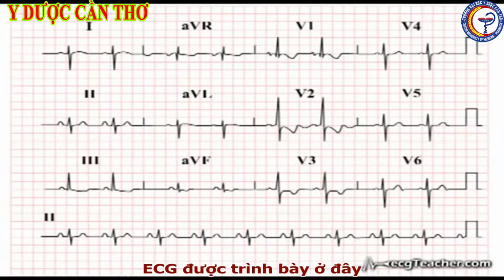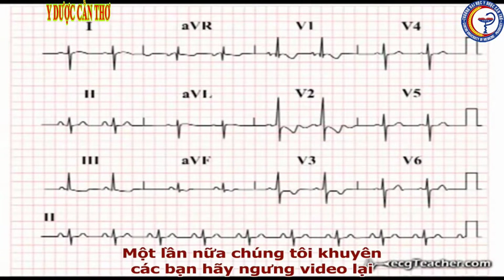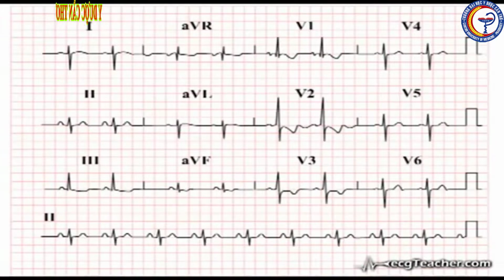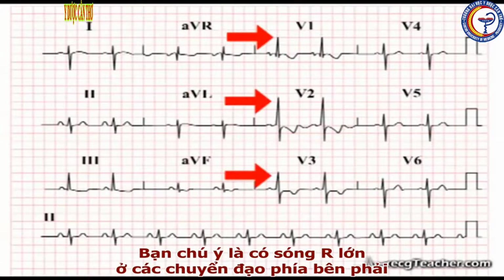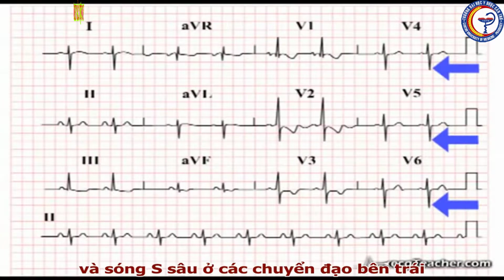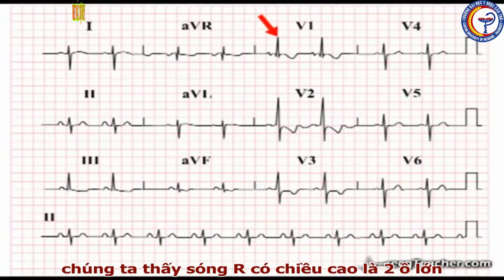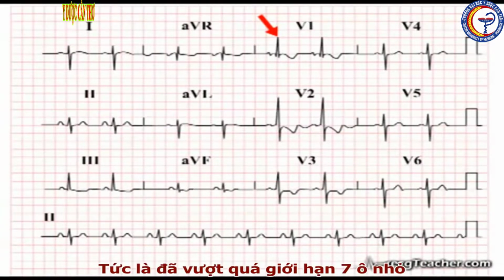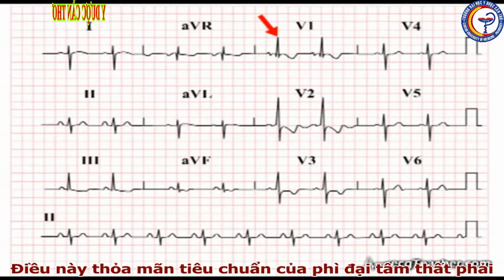The ECG shown here is from a patient with chronic pulmonary hypertension. Again, we would invite you to stop the video at this point and analyze the changes present. You'll notice the prominent R waves in the right-sided chest leads and significant S wave activity in those on the left. When we examine lead V1, we find that the R wave is 2 large squares in amplitude, or 10 small squares, well above our limit of 7 small squares. This is consistent with underlying RVH.